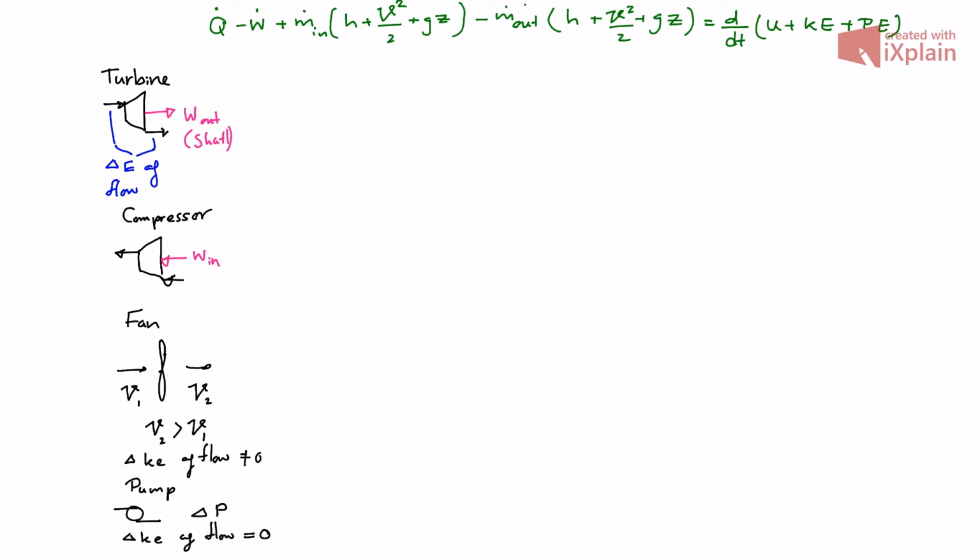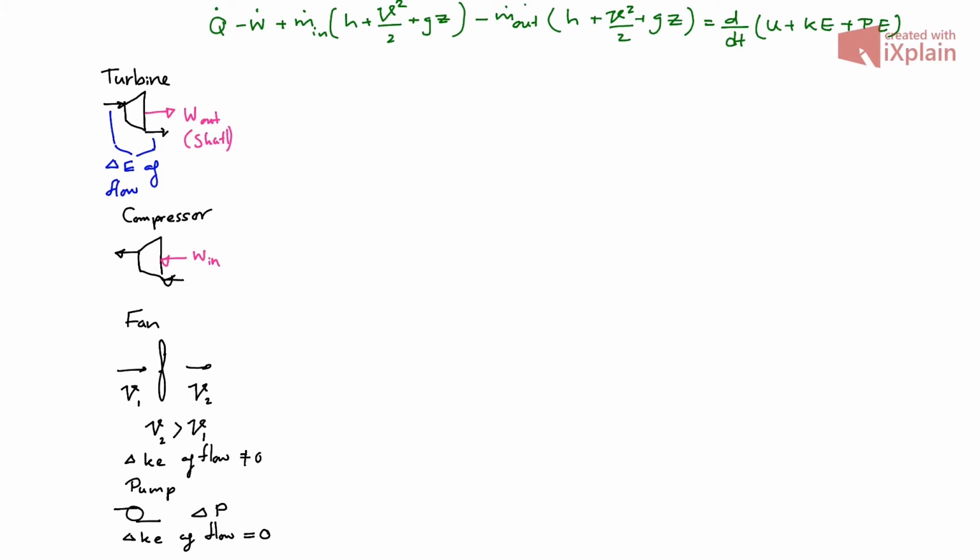When it comes to a fan, the basic purpose is increasing the velocity of the fluid flow. So when we are solving a problem regarding a fan, we cannot neglect the kinetic energy change of the fluid flow. Pumps, on the other hand, mainly change the pressure of the fluid flow. So when it comes to a pump related problem, if the inlet diameter and outlet diameter are not given, you can assume that the kinetic energy change of the fluid flow is negligible.